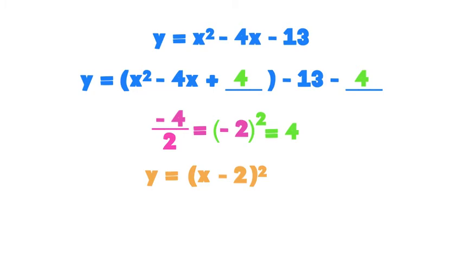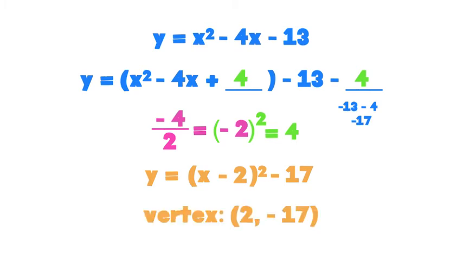Now I want to get my k value. And I just look at that -13 minus 4, and I get -17. So there's my k. In order to get my vertex, it's always opposite of what's on the inside, and then whatever's on the outside, h comma k: 2, -17. So there's my answer. I got my vertex form, and I was also able to find my vertex when looking at vertex form. All right?